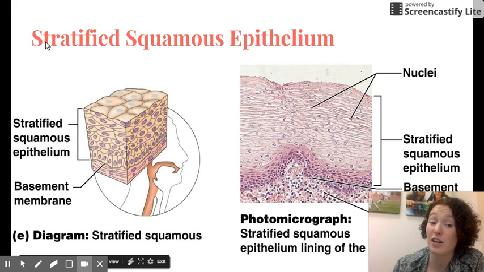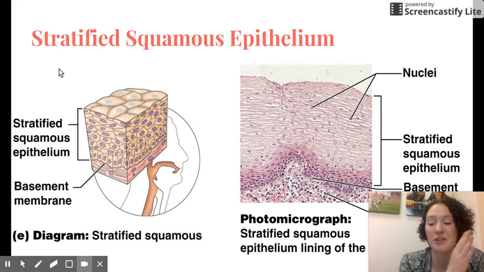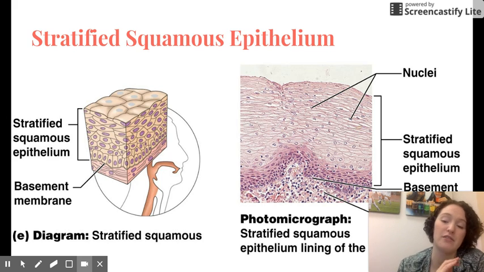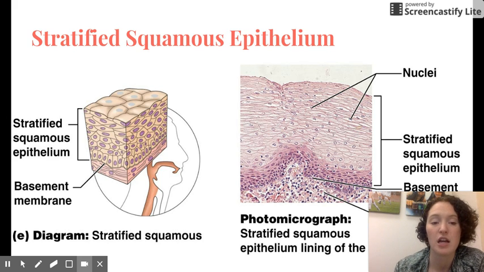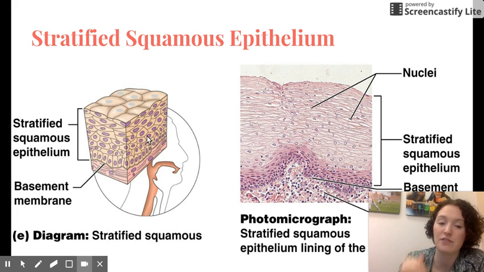Now moving on to stratified. So we're starting over, right? We did simple squamous, cuboidal, and columnar. Now we're doing stratified squamous, cuboidal, and columnar, right? So stratified squamous are where we have all these flat squamous cells, but they're stratified. We have lots of different layers.